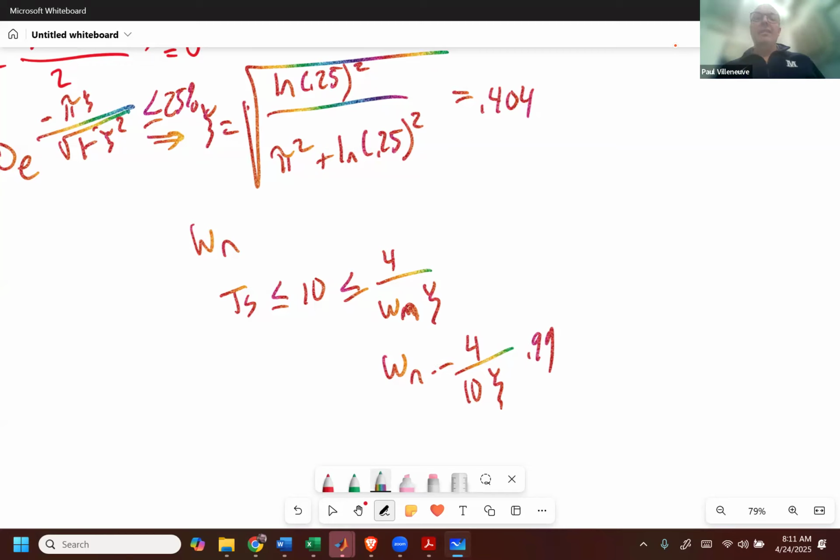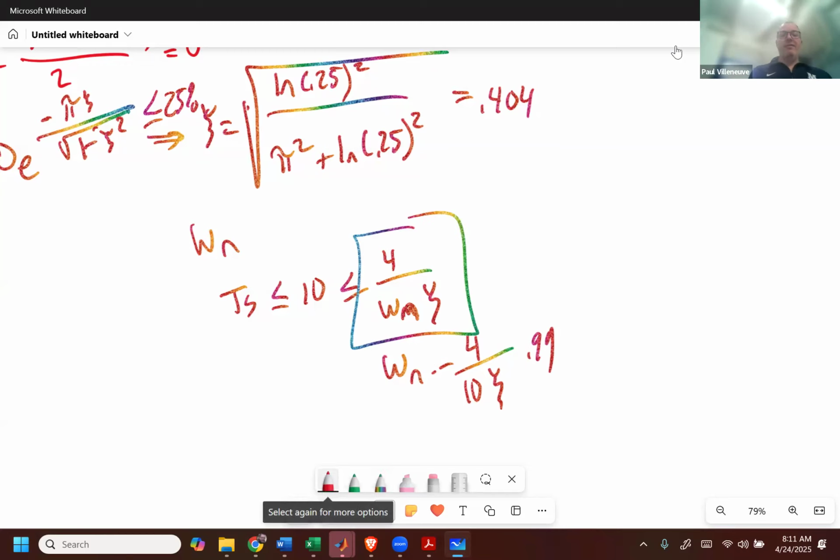What's that? This right here? Let me change the color real quick. That's the equation for our 2% settling time. So we looked at second order systems. We developed that equation.